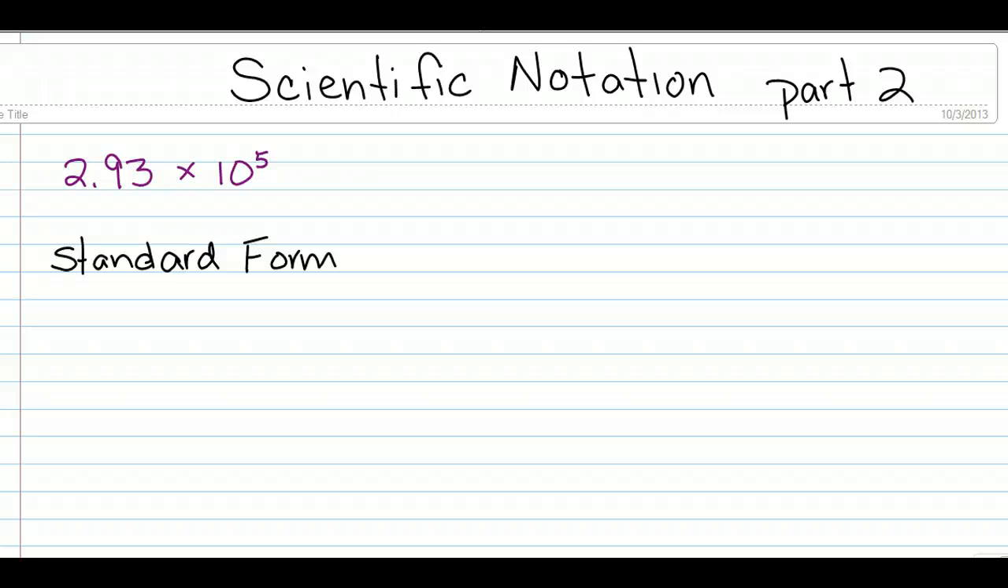Welcome back to Scientific Notation Part 2. In Part 1, we learned how to go from standard form to scientific notation, and now we are going to go backwards. How do we go from scientific notation to standard form? All right, well, we simply do the opposite of what we did in Part 1.